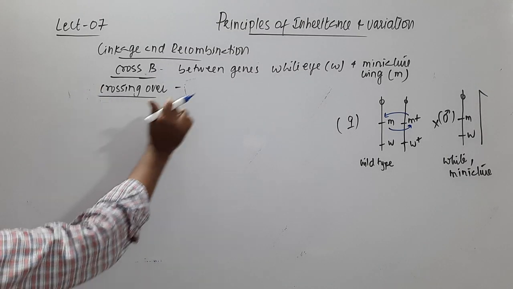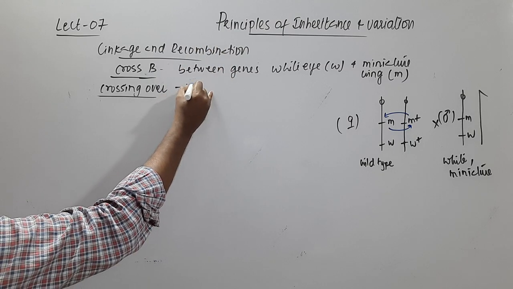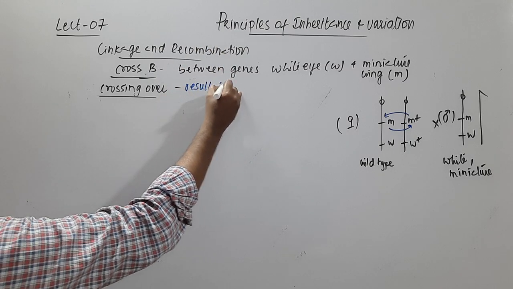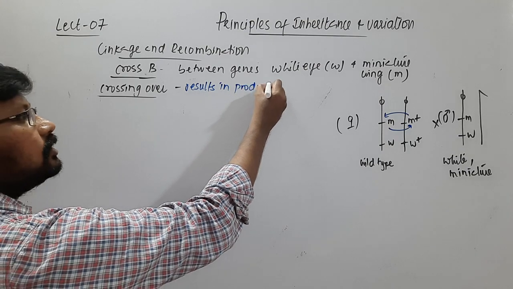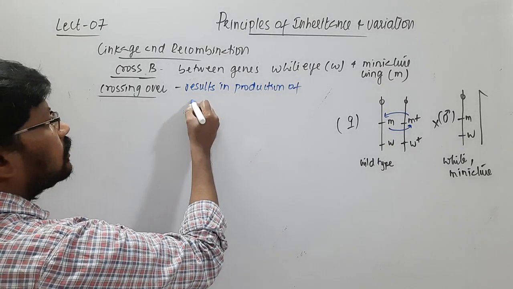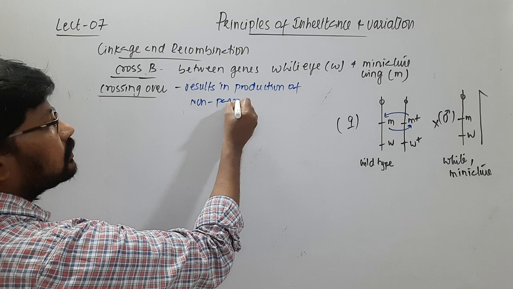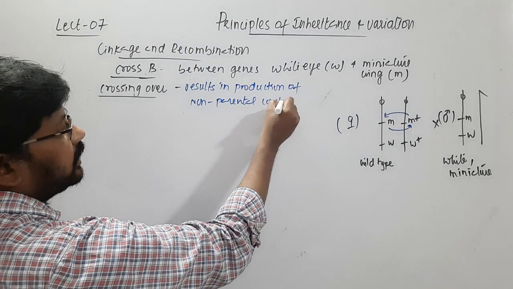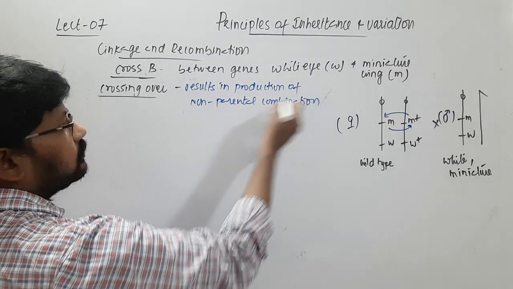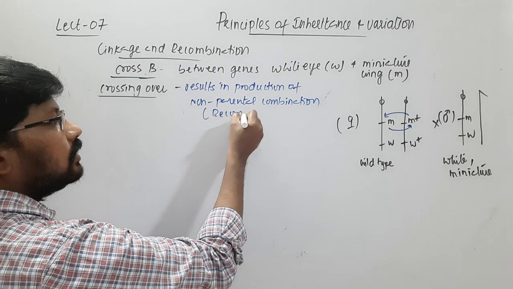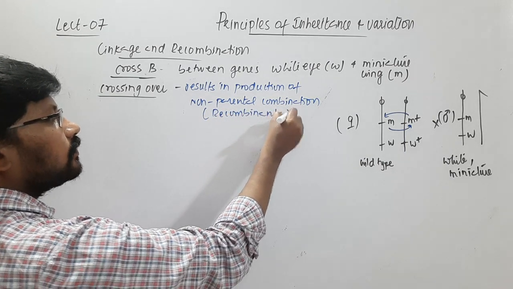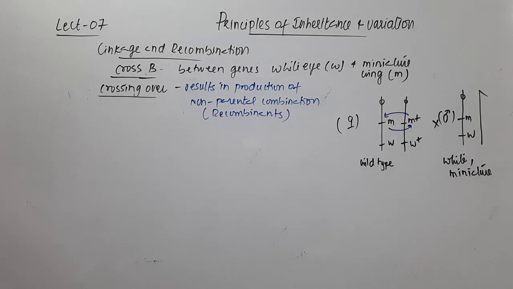So crossing over results in the production of non-parental combinations. They are called recombinants: non-parental combination, so recombinants. So now let's put this in the Punnett square.